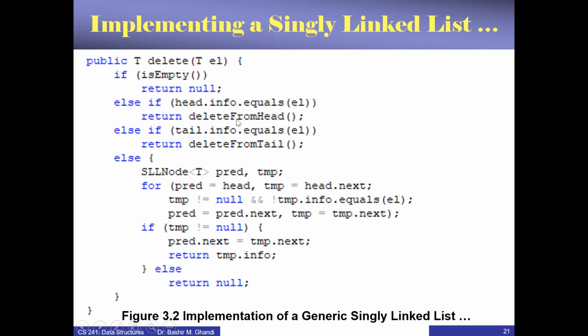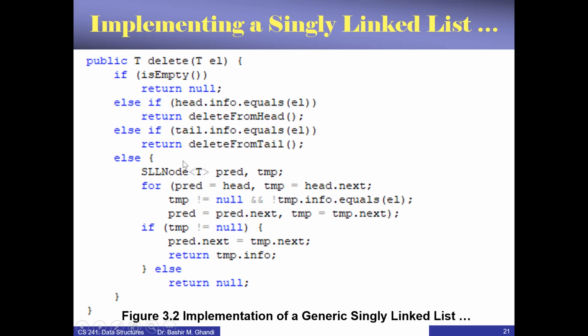The third scenario, it could be that the target is in the last node, but we have a method to delete the last node. So again, how do we know if it is in the last node? By checking if tail.info is equal to the target. In that case, return the result of delete from tail.